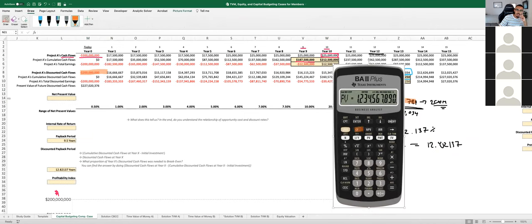You're going to go in CF and place your first one, CF0, as minus $200 million. Then you press enter, and after that, you're going to enter $17.5 million. You press enter, arrow down, and put your frequency as 5 in this case. Then you press enter again.